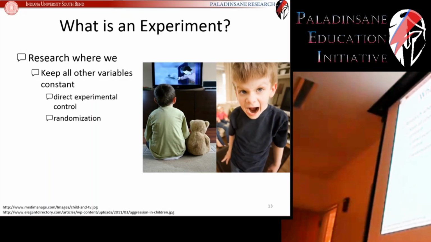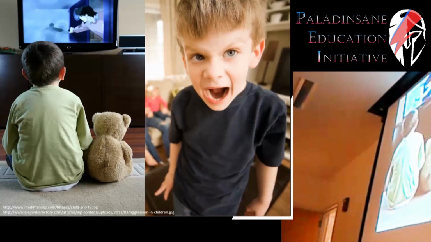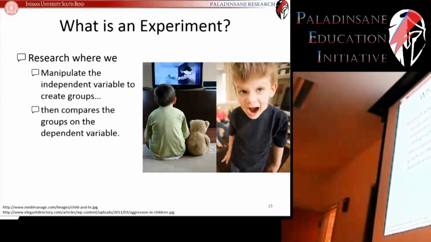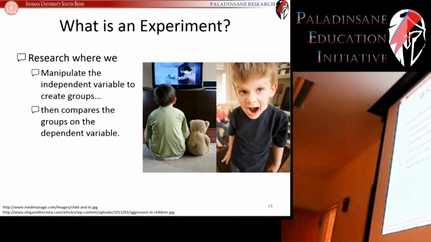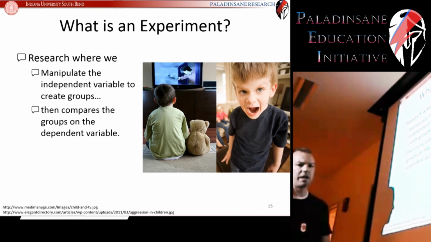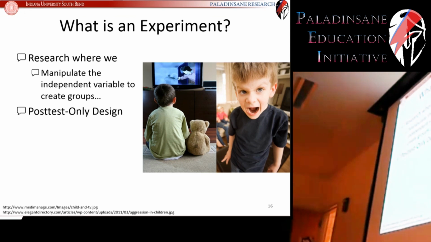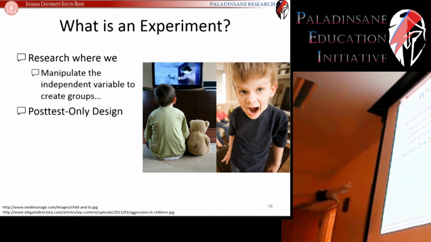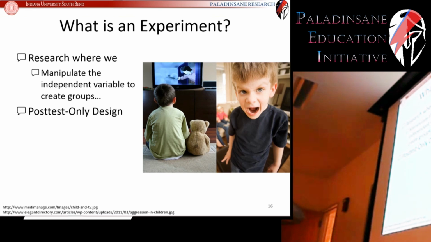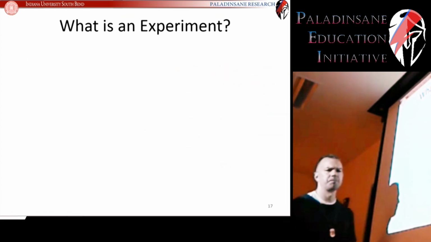All right, so we're going to take a look at the experiment now in practice, or how we might design this. So again, the key here is that we manipulate those independent variables to create different groups. So in the post-test only design, that's the one we're going to start with. That's the simplest design for an experiment. And let's take a look at what that might entail.